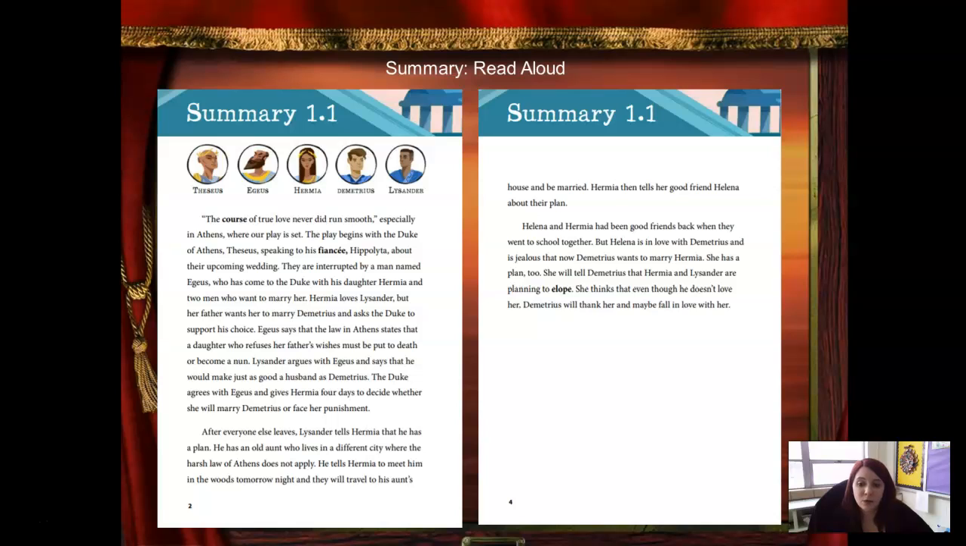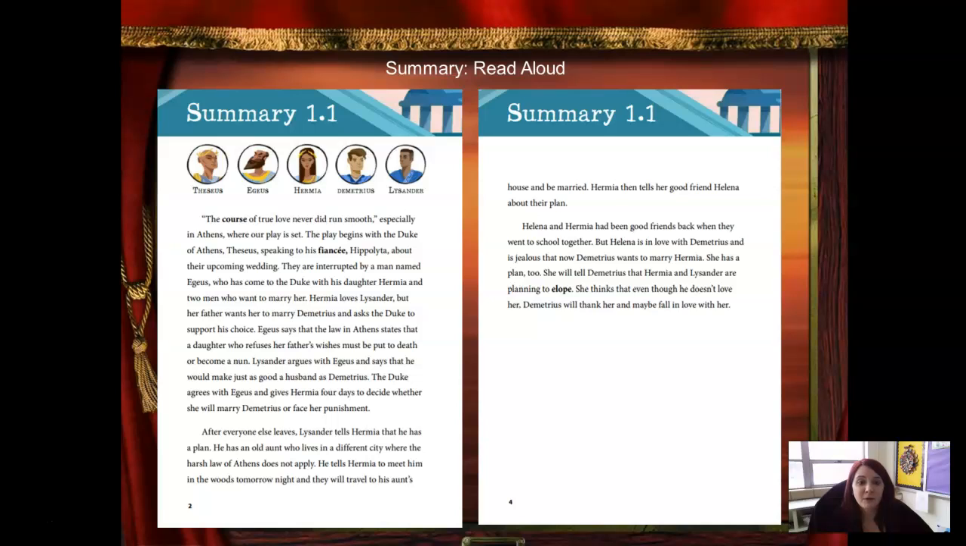He has an old aunt who lives in a different city where the harsh law of Athens does not apply. He tells Hermia to meet him in the woods tomorrow night, and they will travel to his aunt's house and be married. Hermia then tells her good friend Helena about their plan.